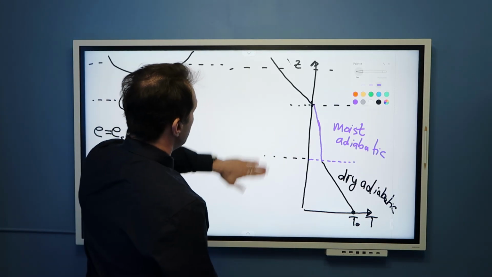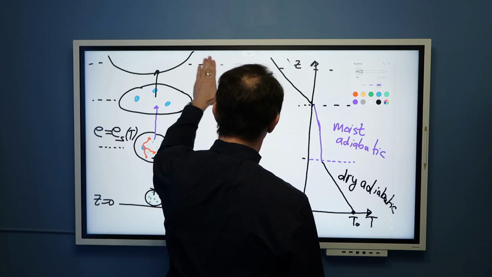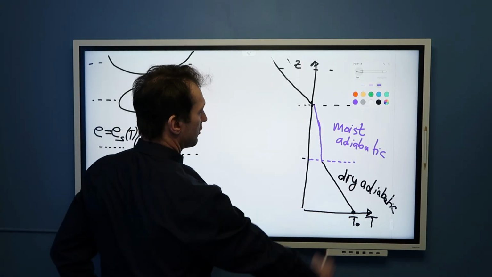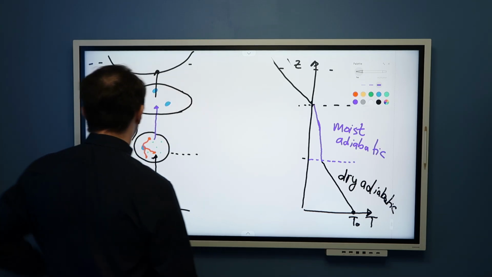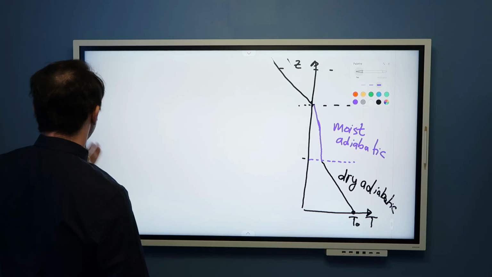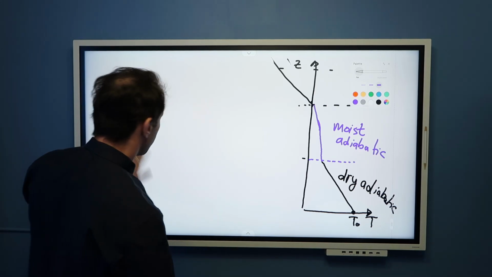Now, the question is, can I tell you numerical values for these lines? Can I tell you what is the rate of change of temperature with height? The answer is yes. Of course I can. I can tell you everything. I know everything about atmospheric sciences.